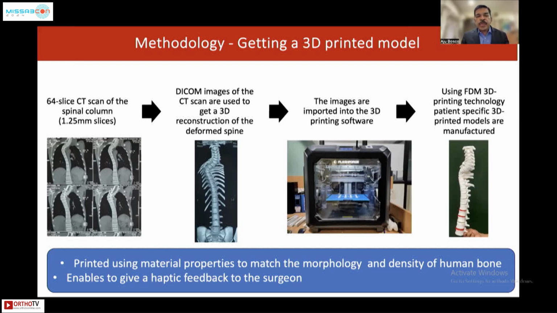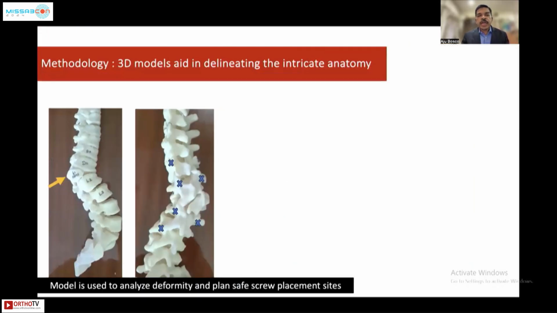What we did differently, in a previous experiment, was we altered the inner cancellous component of the model so that the model will give a haptic feedback to the surgeon, similar to a human bone, and the screw placement, the tapping and drilling can be done on the model itself. The models are very good aids in delineating the intricate anatomy.